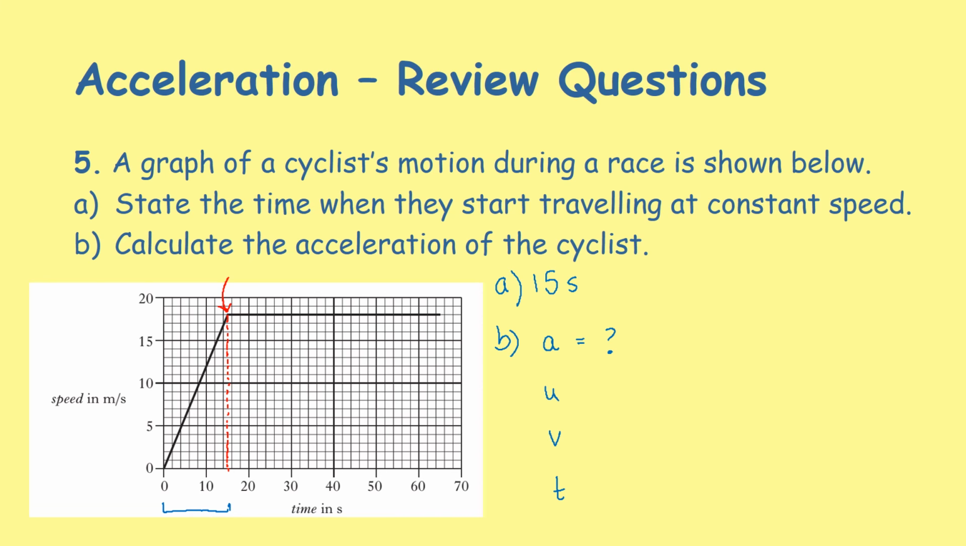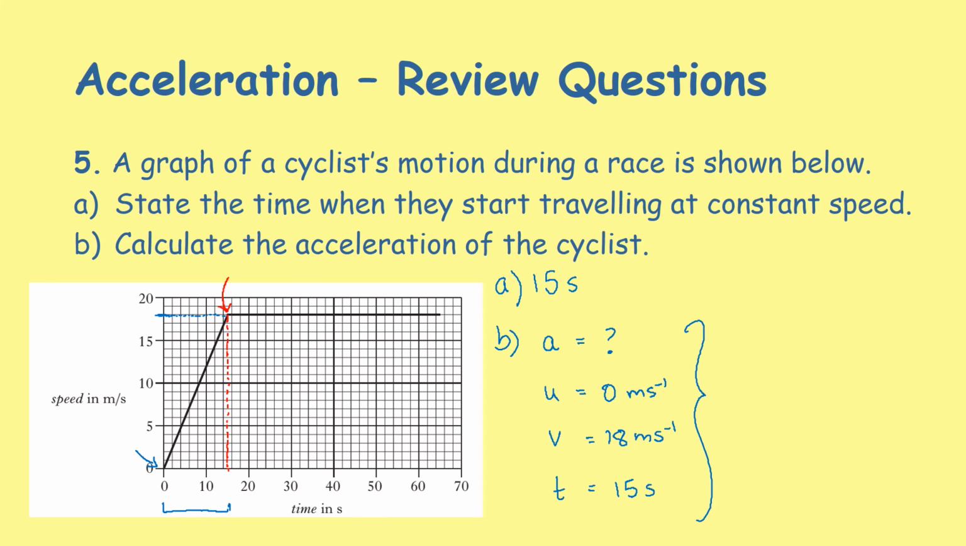Our initial speed is 0, because the cyclist starts at this 0 point down here. And our final speed, we want to look at this point where I've got the arrow again, but follow its left this time, to our y-axis. We can see this corresponds to a speed of 18 meters per second. And this all happens in a time of 15 seconds, like I mentioned.